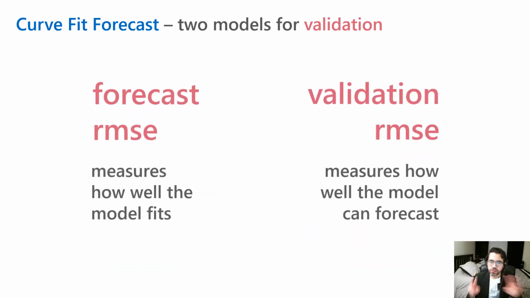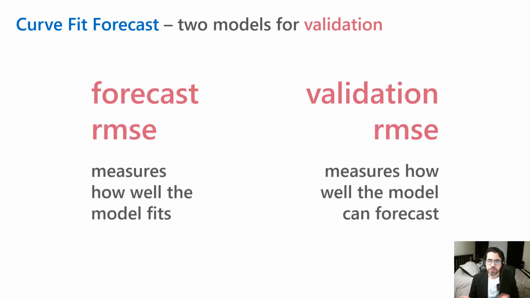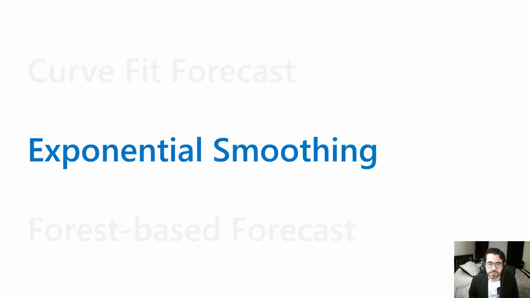Now, there's these two RMSEs now, and they have very different purposes. The first one, the forecast RMSE, measures how well your model fits the patterns. But the second one is arguably more important. It's your validation RMSE, and it measures how well your model can actually forecast or estimate values in the future or in time steps that you may not have. So you need to really evaluate both validation metrics together when you assess how good your models are. So that's curve fit forecast.